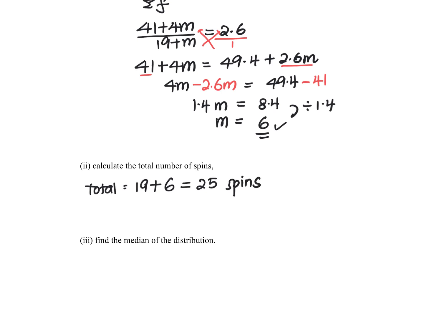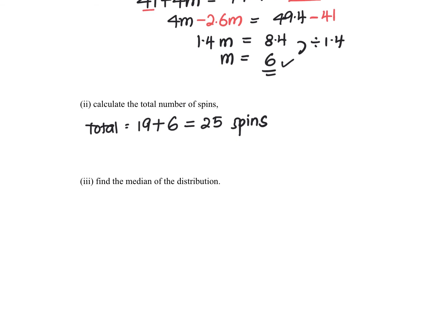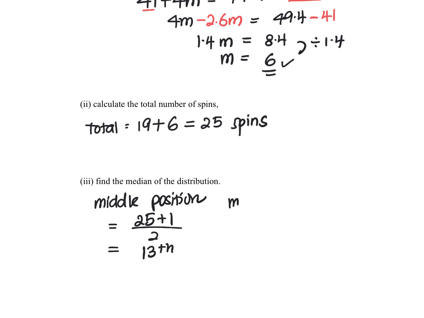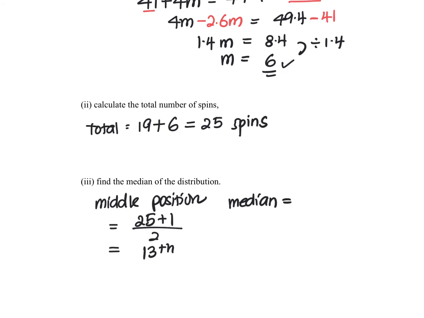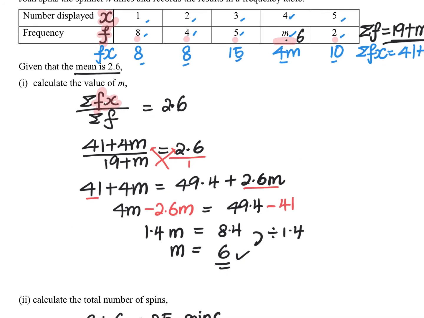Next question, find the median of the distribution. Before I find the median, we need to find the middle position. The middle position will be 25 plus 1 divided by 2. 26 divided by 2 gives me the 13th. So I want the 13th number. Where is the 13th number?